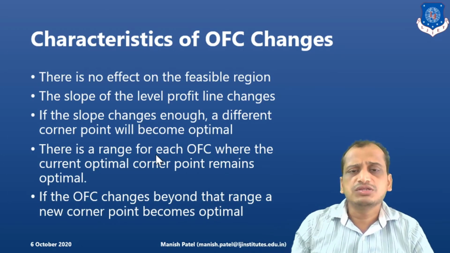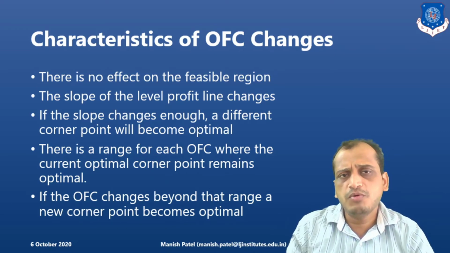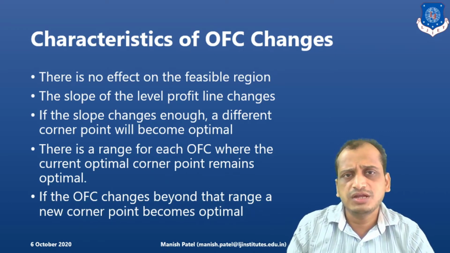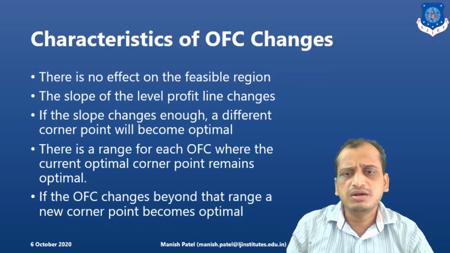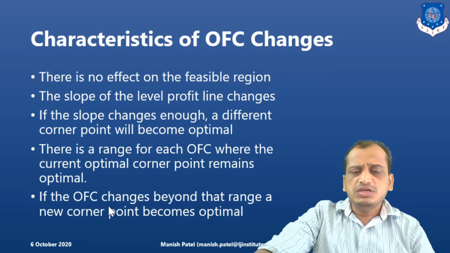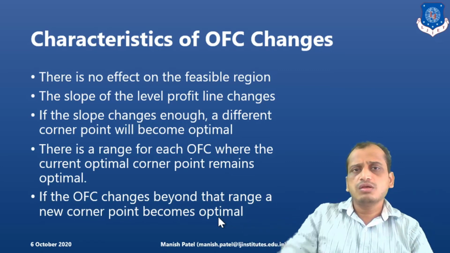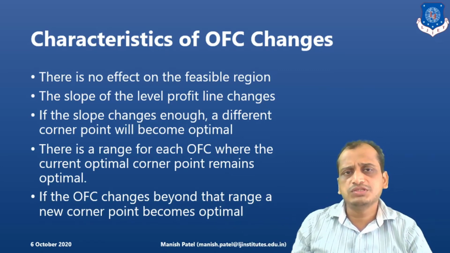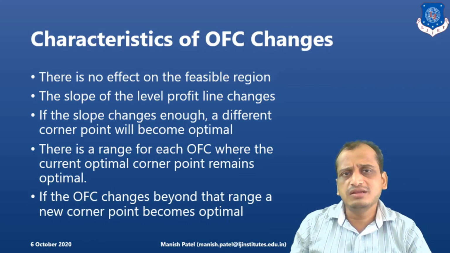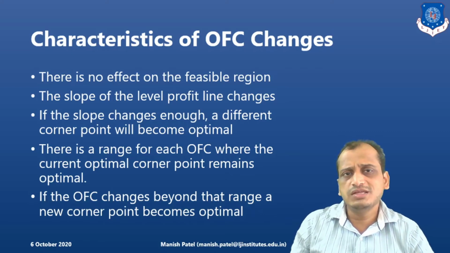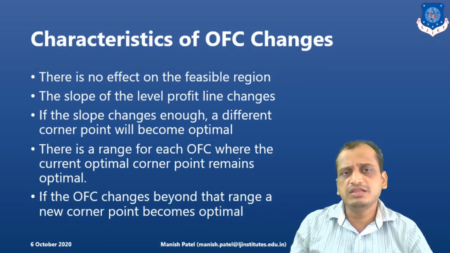Now there is a range. If you see here, the optimal corner point remains within the range, right? You will get the solution within the range. But beyond that, if the objective function coefficient changes beyond that range, a new corner point becomes optimal. Now it will scan through these different corner points for optimality, scanning the objective function line, the iso profit line or iso cost line, and the new values will become optimal. We will get the new value corresponding to the objective function.